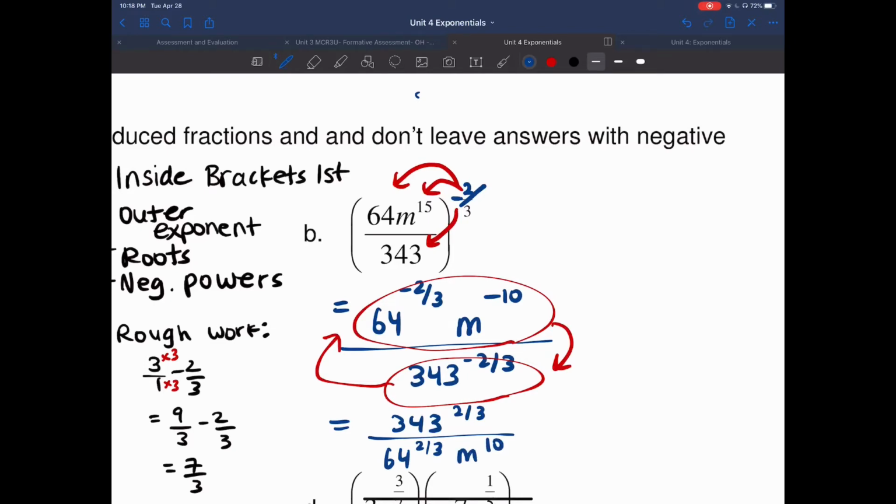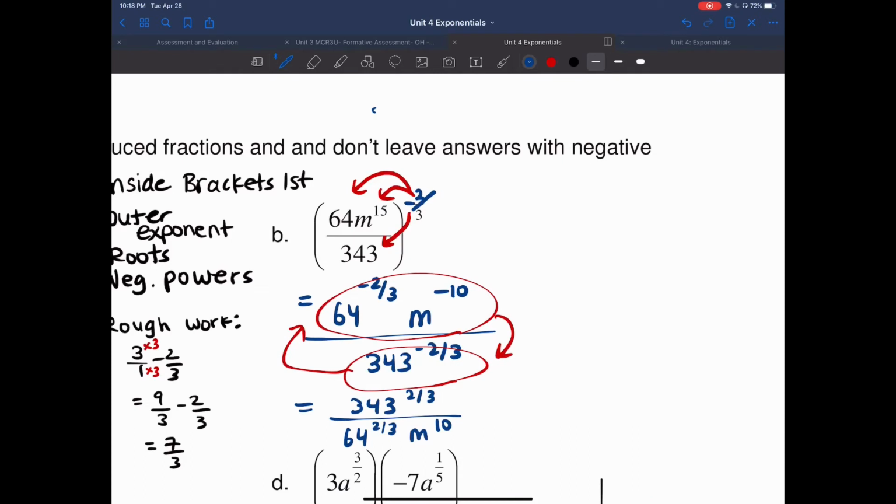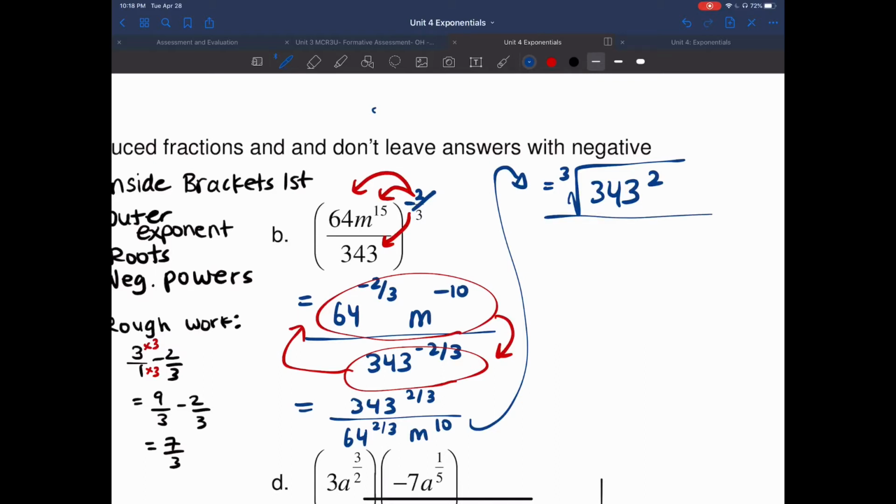Like so. And as a next step, I am going to rewrite it so that I have the root of 343 to the exponent 2, but I need to have it as a cube root. The reason is that I have 343 to the exponent of 2, and the denominator is a 3, so I should actually have it under a cube root. And then for the 64, I should again have the numerator part first, so you don't make that mistake that I did, and then put it under a cube root, and then m to the 10. We're not done because we've got to simplify.